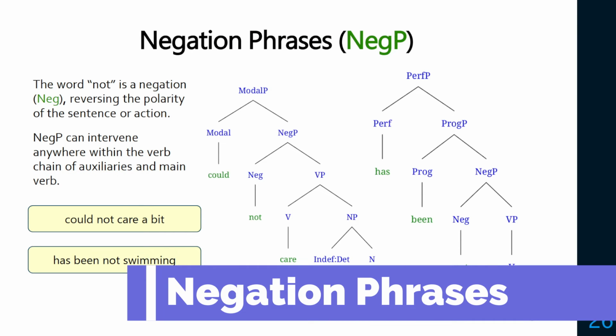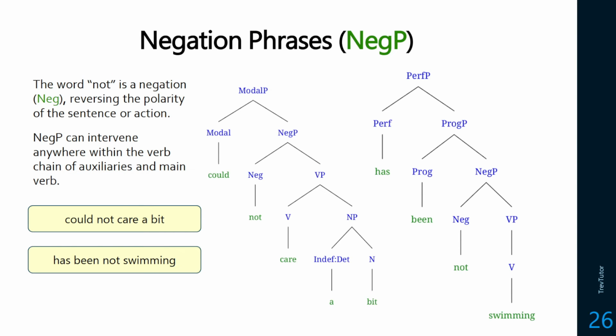Now, negations can intervene in our main verb chain. So this is the word not, specifically the word not. We're not talking about the word no. We're not talking about the word never. We're talking about the word not. And that reverses the polarity. So if something's positive, it makes it negative. If it's negative, it makes it positive.